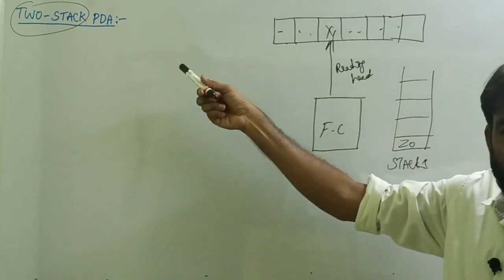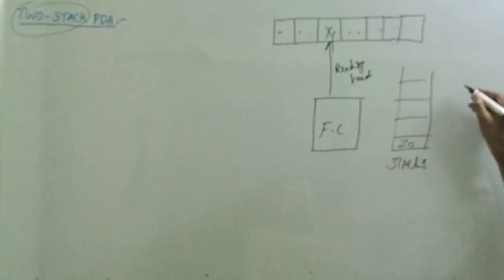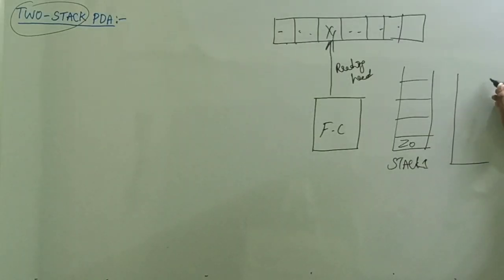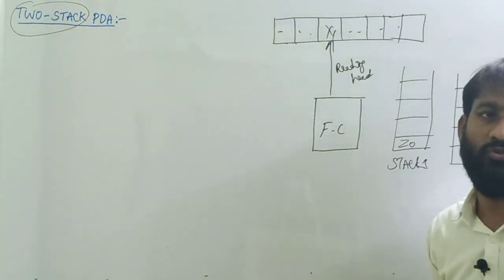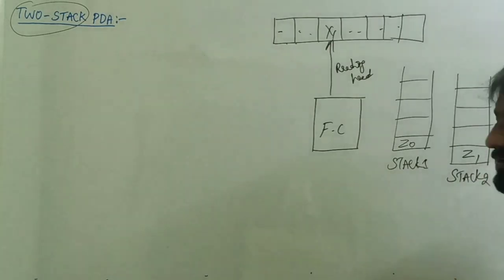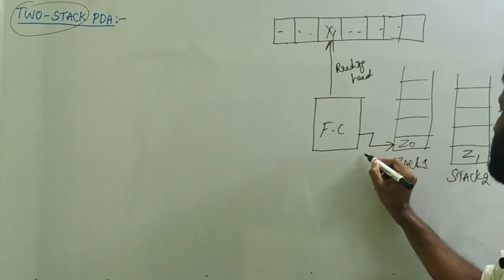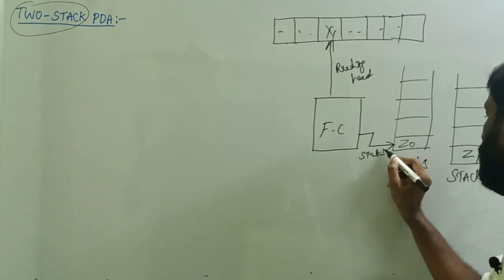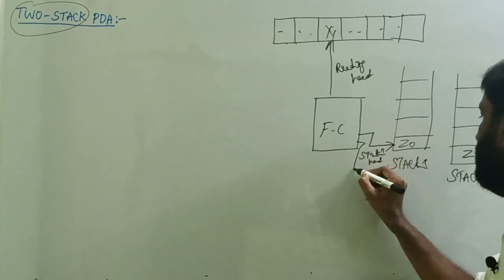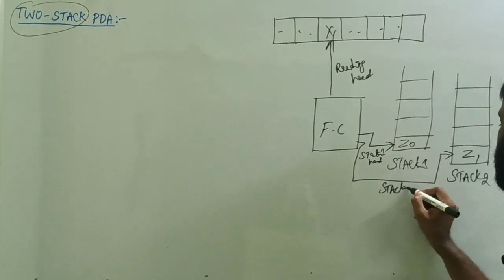So our topic is the two stack PDA. It is basically a finite automata with two stacks. So one more stack: we are adding one more auxiliary storage in the form of another stack called stack 2. It has initial stack symbol z1. As you know, the finite automata points to stack 1 by using one head called the stack 1 head. Similarly, the finite automata points to the second stack by using the stack 2 head.